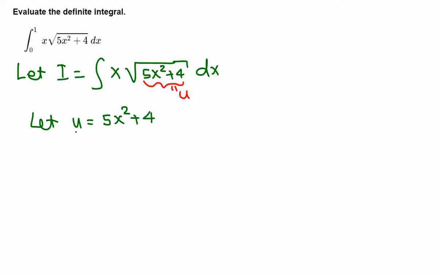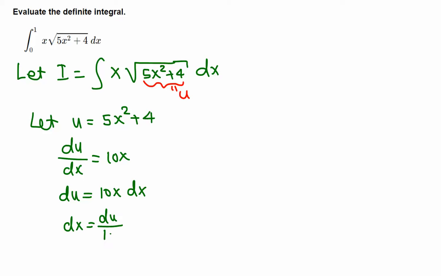To get dx, we want to differentiate both sides with respect to x. So differentiate both sides with respect to x. So du over dx. Now derivative of 5x squared is 2 times 5, 10x plus 0, just 10x. Now to isolate dx from here, we do something similar to cross multiplying. It's not cross multiplying, but we can do a similar step. So du equals 10x dx. Now divide by 10x, and dx equals du over 10x.